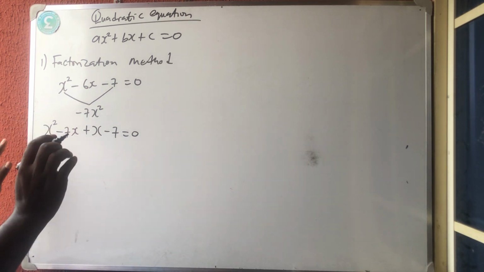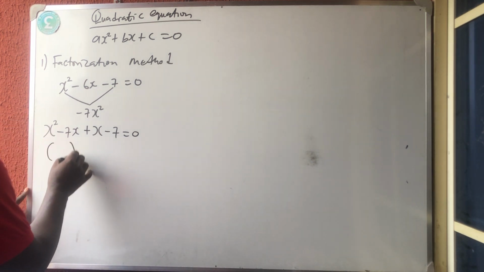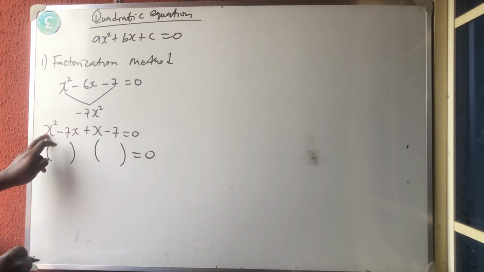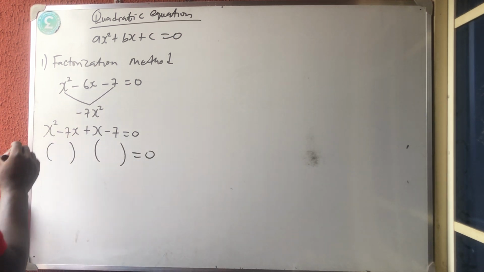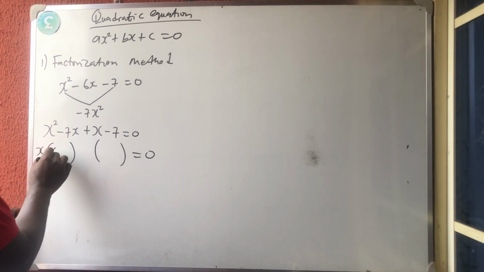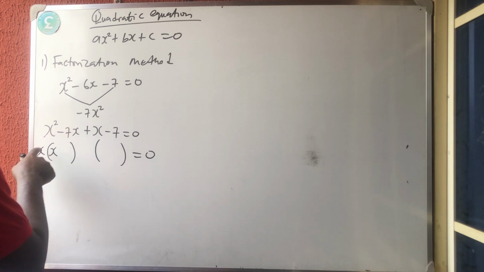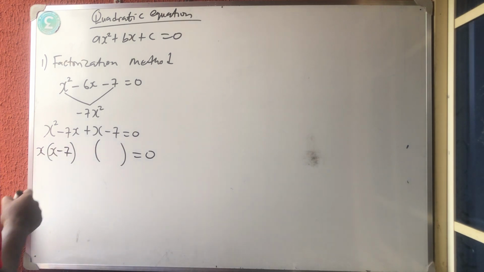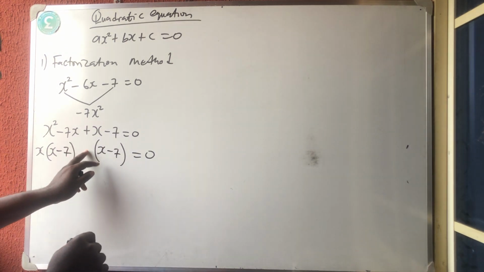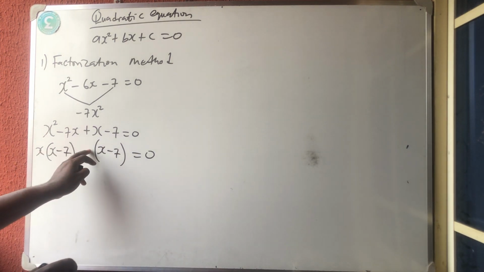Since you have replaced, open 2 brackets. I see that what is common between these 2 terms is x. x squared divided by x, x is remaining here. Minus 7x divided by x, minus 7 is remaining. Anything that is here must be here: x minus 7. How do you get the term that will be outside? Because everybody will have someone that is outside.